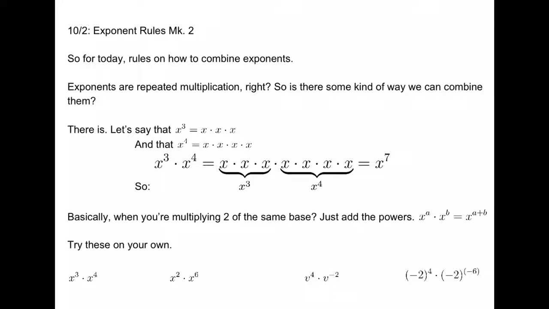If we multiply these two together, x cubed and x to the fourth, we can multiply x by itself 7 times. So how did we get 7? Well, we added those two powers together. 3 plus 4 gave us 7. So when you're multiplying two exponents with the same base, just add the powers. X to the a times x to the b equals x to the a plus b.